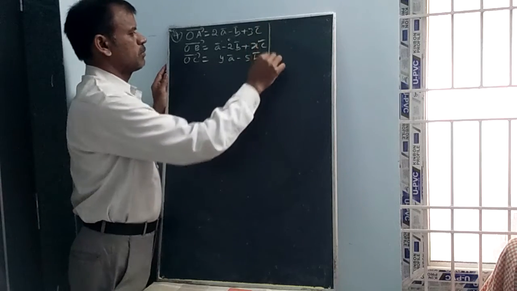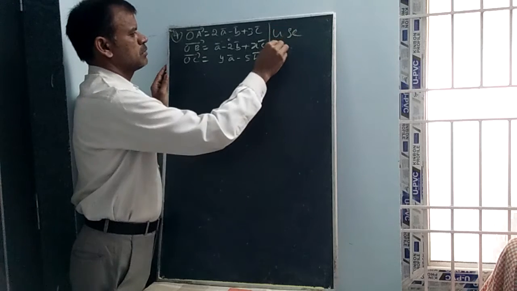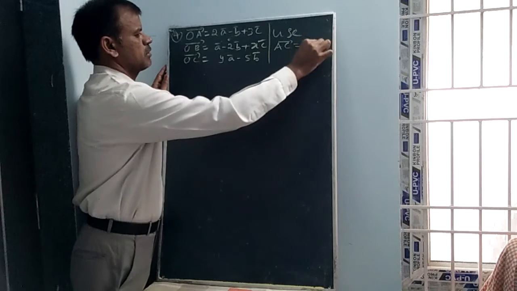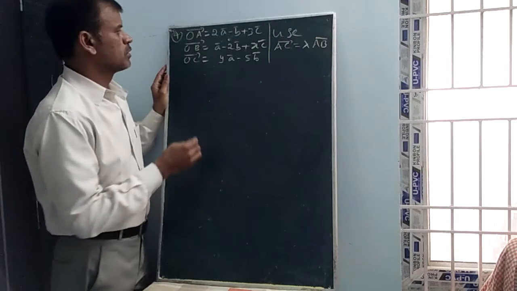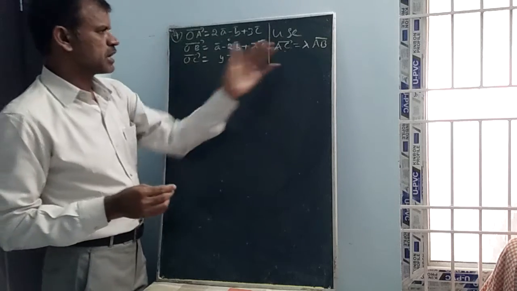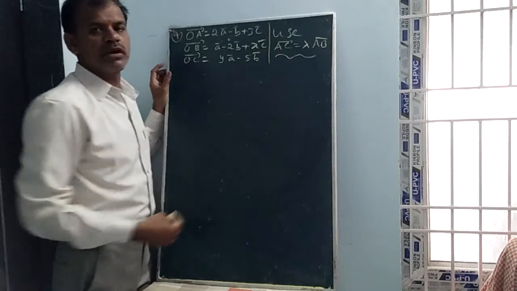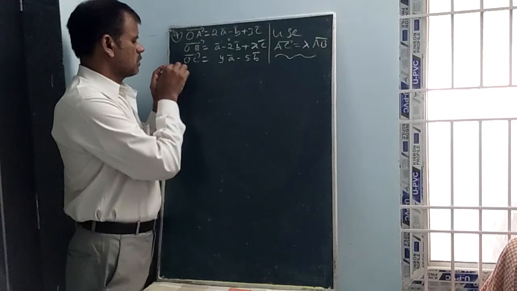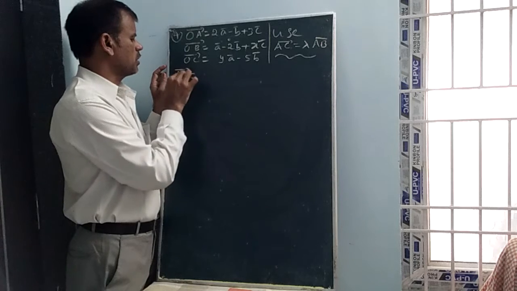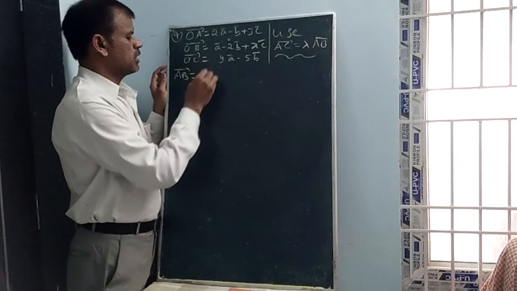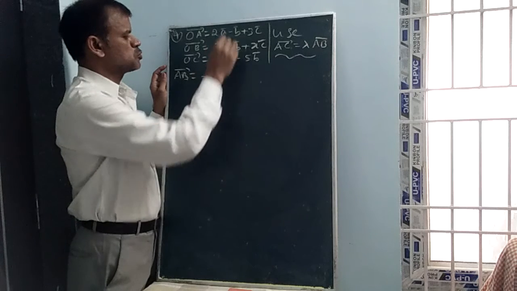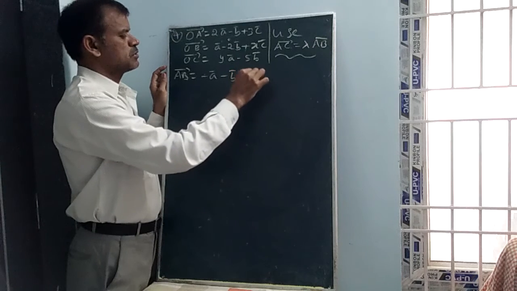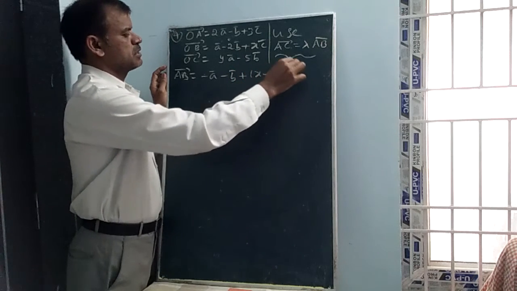Now use the formula AC is equal to lambda AB. Otherwise, we can also do it by comparing vectors. Now AB means OB minus OA. We know OB minus OA: A minus 2A gives minus A bar, minus 2 plus 1 gives minus B bar, plus X minus 3 into C bar.